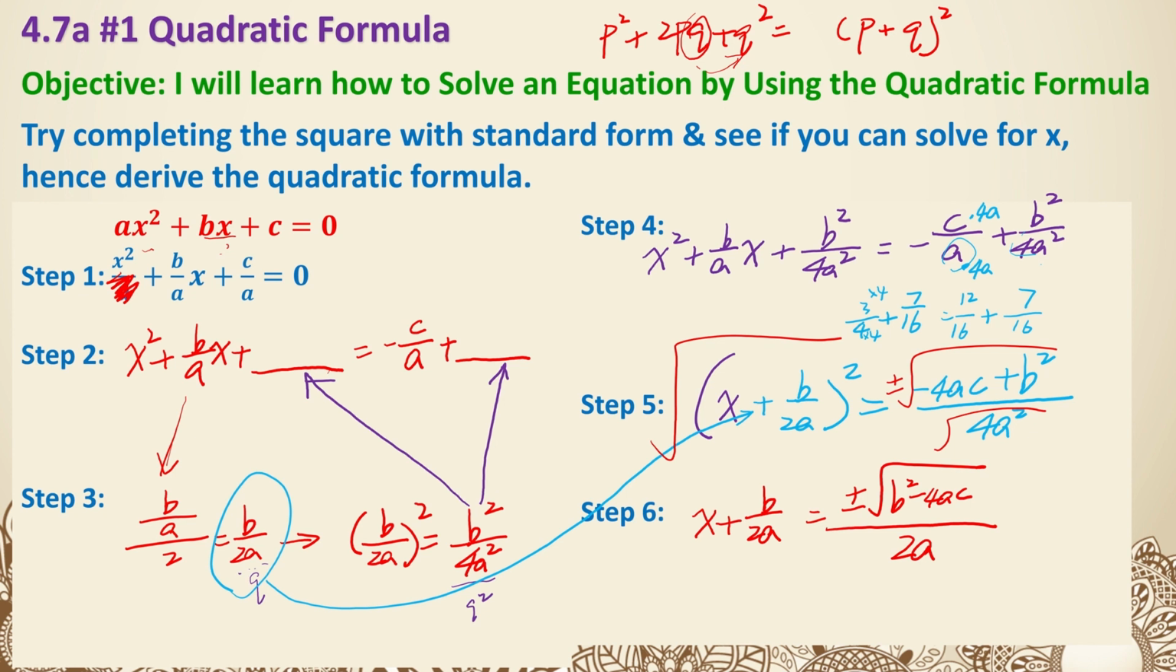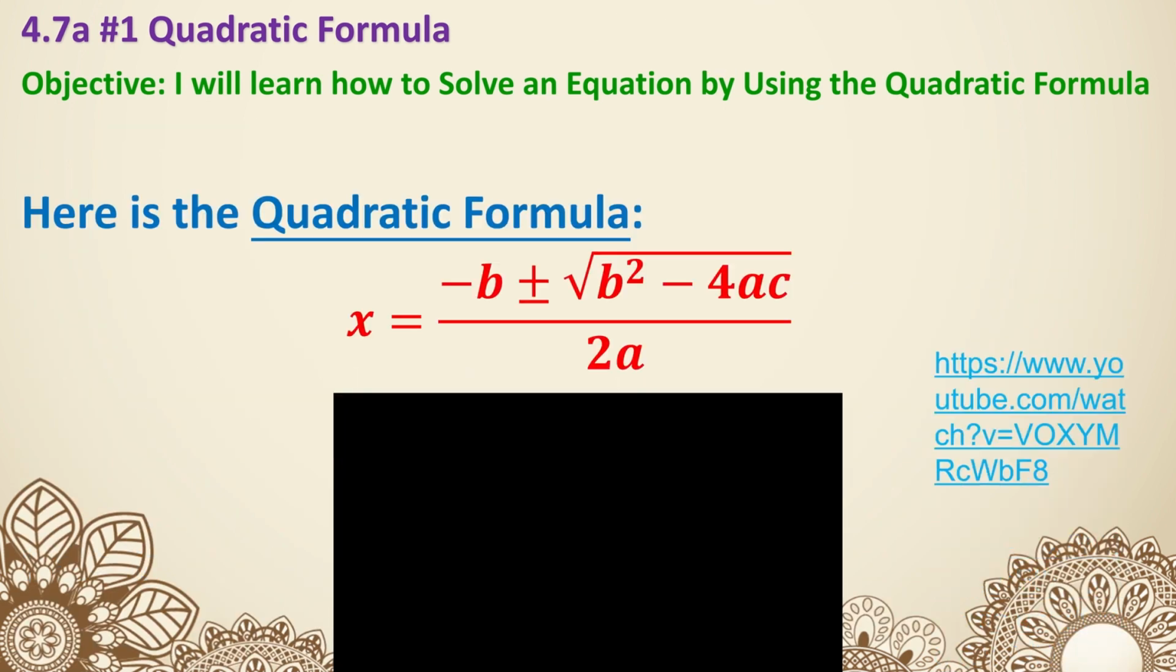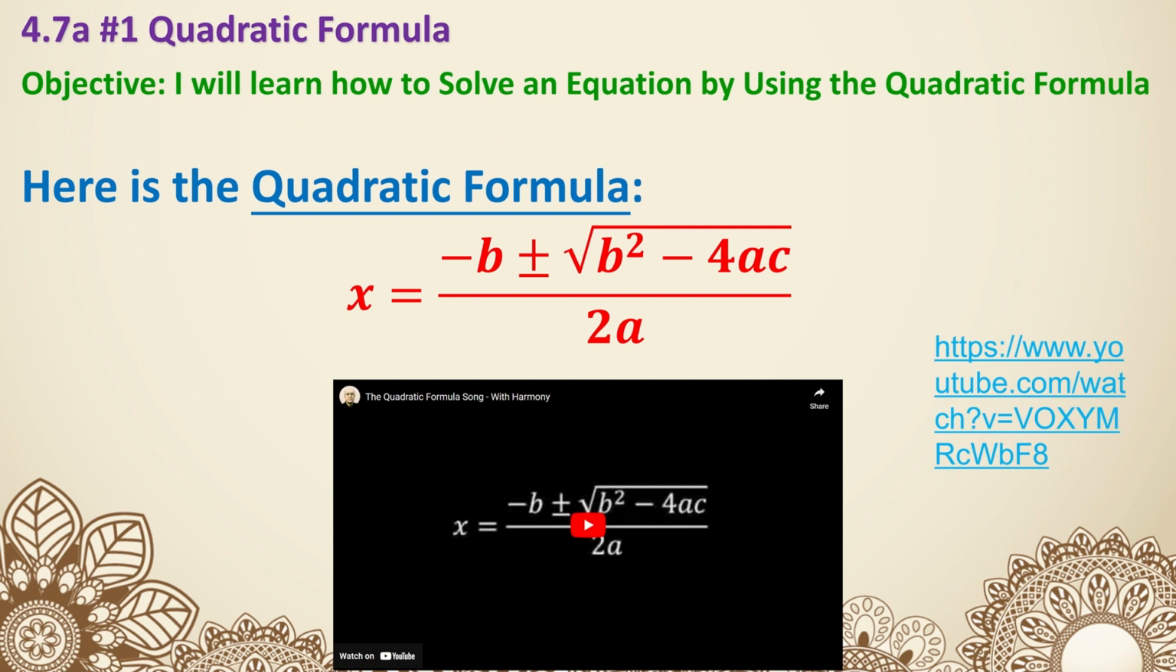And now we've got x almost by itself. All we need to do lastly is just move that over to the right side. And that would give us the quadratic formula. But before we get to that, you may notice both fractions have 2a as the denominator. That's why you can actually combine them. So here is the quadratic formula: x equals negative b plus minus the square root of b squared minus 4ac, all over 2a.